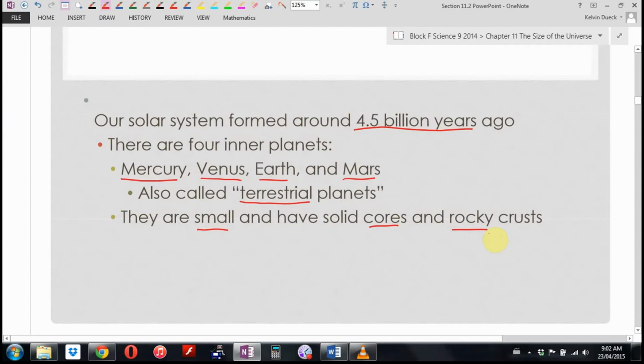By the way, if we have inner planets, what do you think we call the other ones? Outer. Okay. In physics, we know how to name stuff. So Mercury, Venus, Earth, and Mars all have rocky shells, rocky crusts, and they have an inner core that's solid, not liquid, not gas.